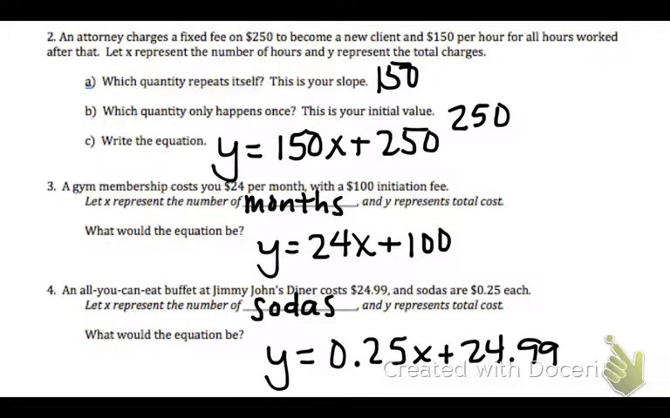The equation for number 2, if I look at part C, is y equals 150x plus 250. The equation for number 3 is going to be y equals 24x plus 100. And the equation for number 4 is y equals 0.25x plus 2499.